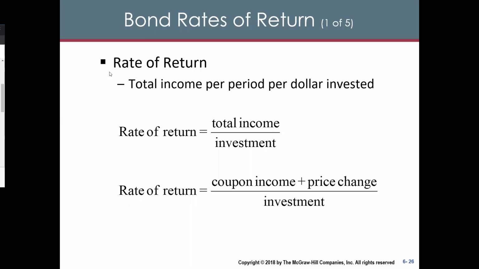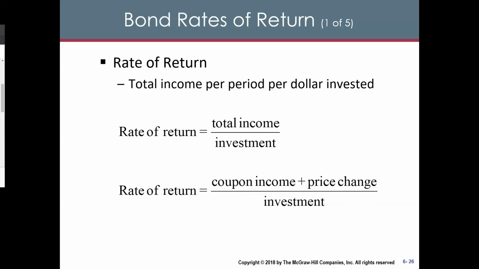So first, the rate of return is the total income per period per dollar invested. The formula for it is the total income divided by the original investment. For a bond specifically, it will have the coupon income and the price change. You will receive coupon for holding the bond, and also there may be a price difference between your purchase price and your selling price, and that's the price change. Then divided by the investment, the price you pay to purchase this bond, gives you the rate of return.